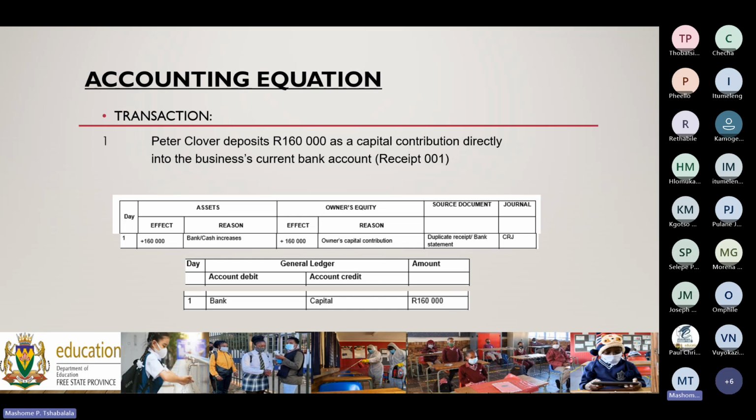Looking at the first analysis here, you can see the bank will have a positive effect on the assets. The reason is the bank increases the assets by 160. Then under owner's equity, the effect will be plus 160 owner's equity. The source document that will be used here will be a duplicate receipt or the bank statement. Remember, the one that will be received first.